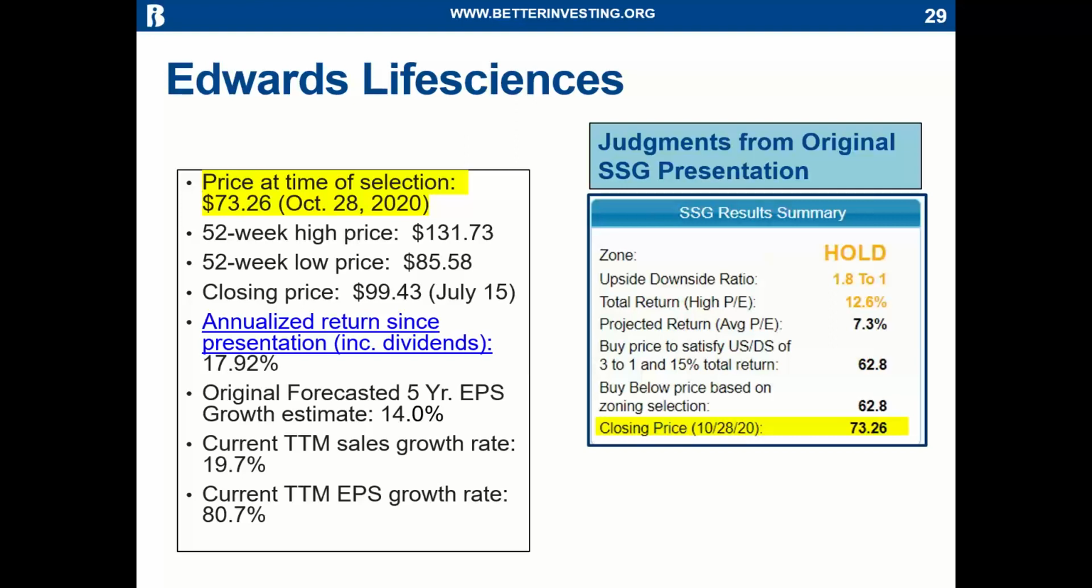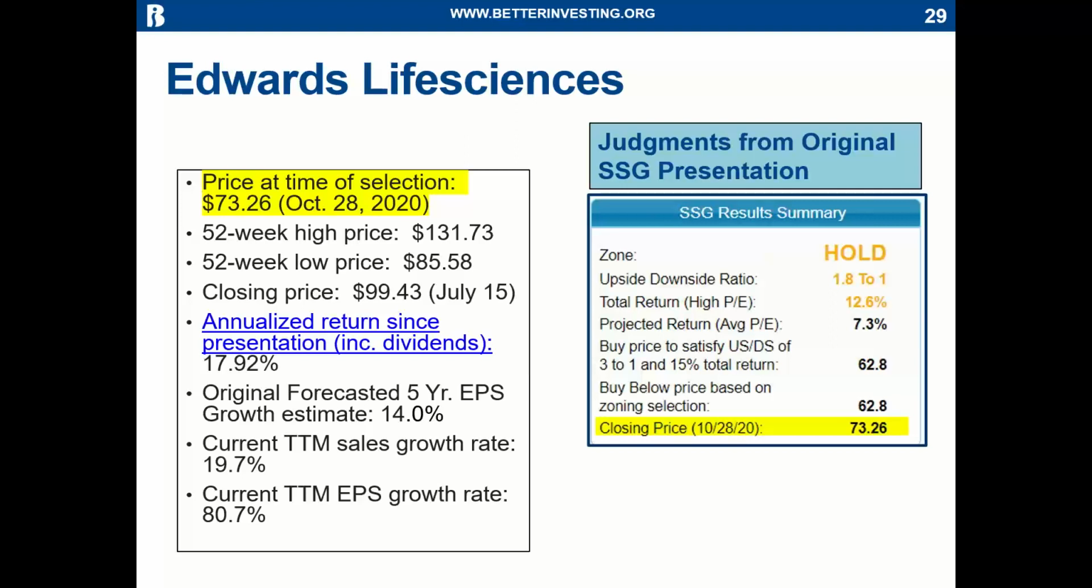The thing is that the 52-week high and lows, those are the current ones. And then the closing price for all of the stocks that we're going to be looking at is going to be Friday or July 15th. Next, you see an analyzed return with presentation, since the presentation, including dividends. That's a hyperlink where you can basically put in any stock and give a beginning and end date, and we'll give you the analyzed rate of return.